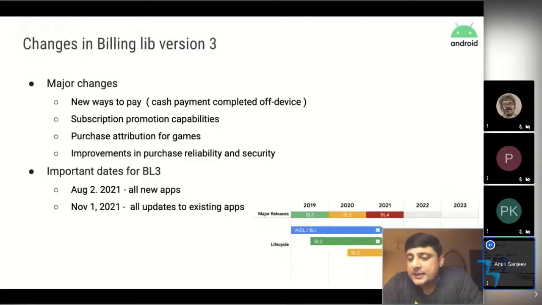The important timelines that you have to think about is that on August 2nd next year, all new apps are supposed to migrate to billing library version 3. And from November onwards, all updates to your existing app should also use this version. Yes, it feels like you have a lot of time, but this is also an area of real importance to an app. So there's a ton of testing that you will have to do in order to be confident in rolling this out. So the earlier you do it, the better, in my opinion.